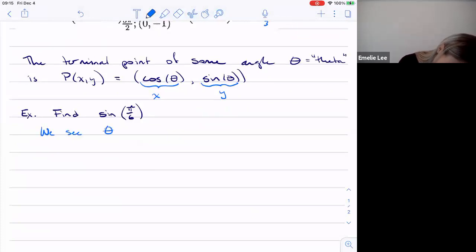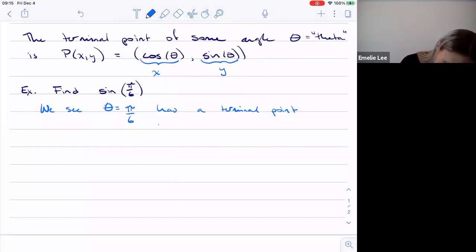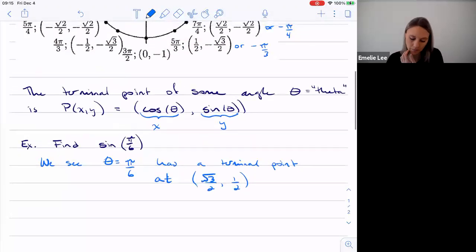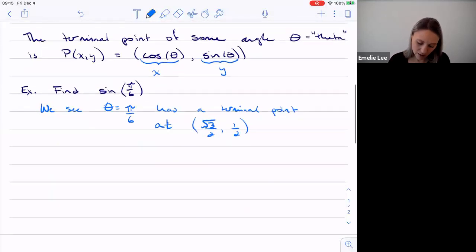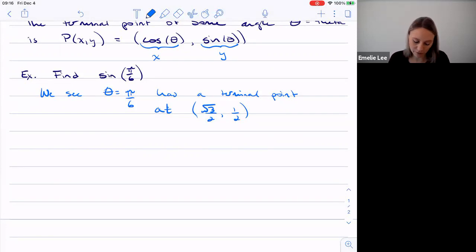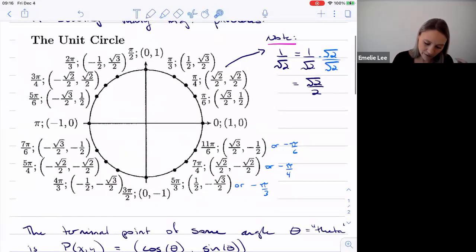We see theta equal to pi over 6 has a terminal point at root 3 over 2, 1/2. So that's just from this unit circle that I'm giving you, or that you could establish on your own if you prefer. But you'd have to work with those special triangles, and it would be a really good exercise to work with those special triangles and try to fit them in and use those to confirm all of these points, or you can just use them. Right, maybe easier.